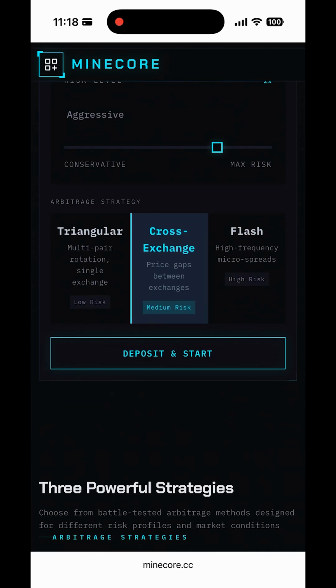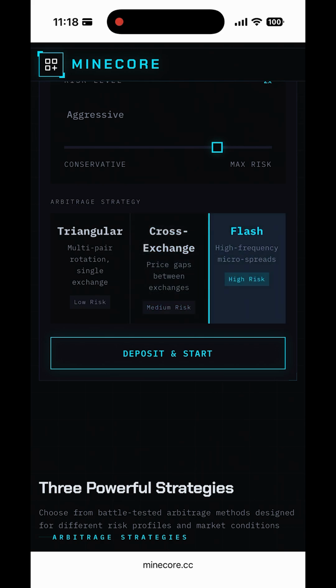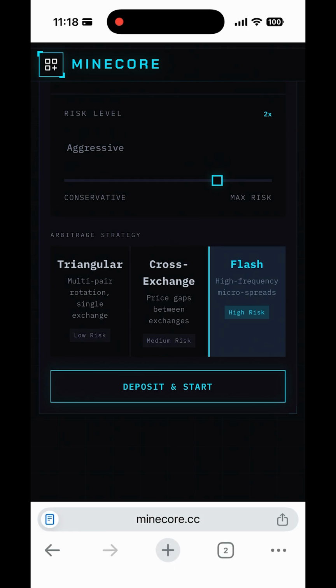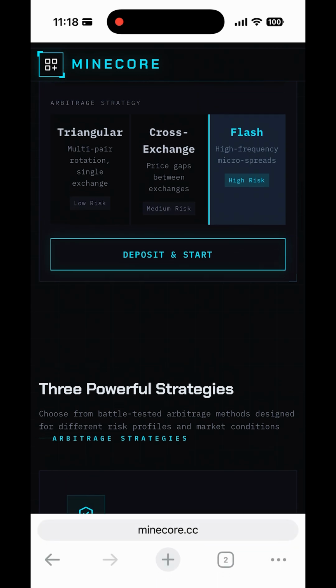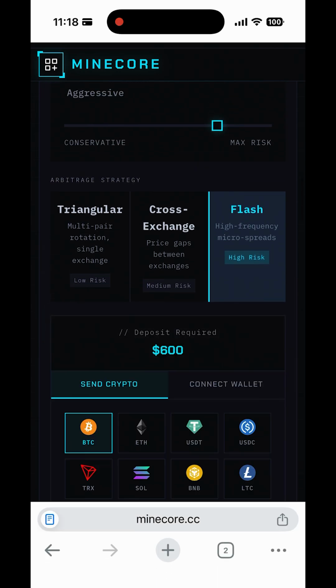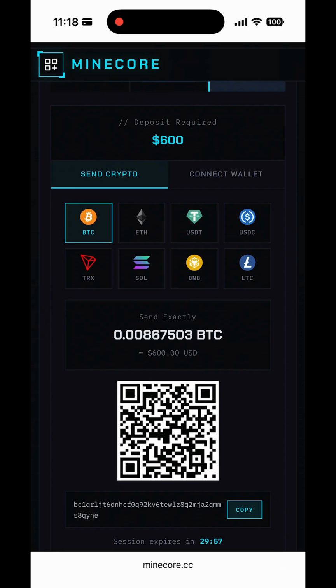And then the last thing I need to configure is arbitrage strategy, which is essentially just telling the AI which lane to stay in, which specific approach to apply when it's scanning for price differences between all these exchanges. Okay, I'm taking one last look at everything here. Yeah, I'm happy with this. Let's actually run it.